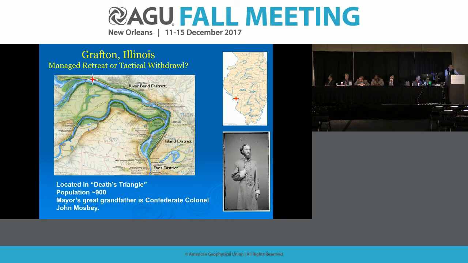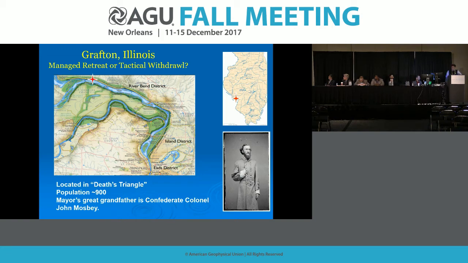Another one, again, in the upper left-hand corner is Grafton, Illinois. It's about the same distance north of St. Louis, about 30 miles north of St. Louis. Grafton sits right in what's called Death's Triangle. So the Missouri River comes in, the Illinois River comes in, and the Mississippi River all come in, and they kind of confluence right near Grafton. So if any of those 3 rivers flood, Grafton's going to get flooded.